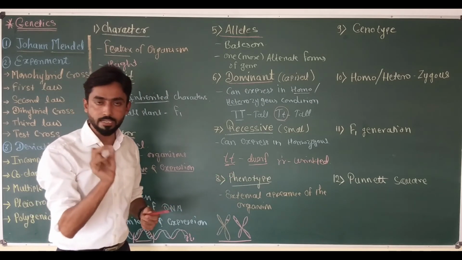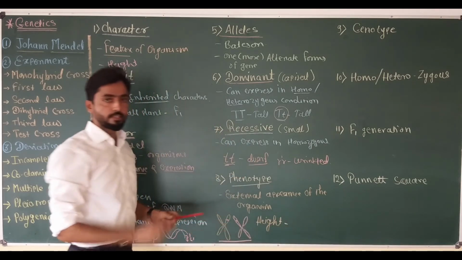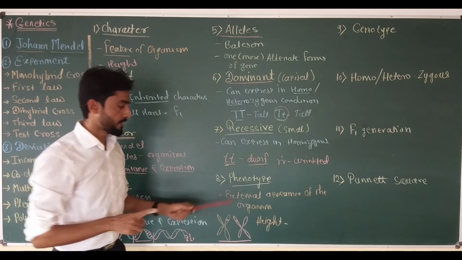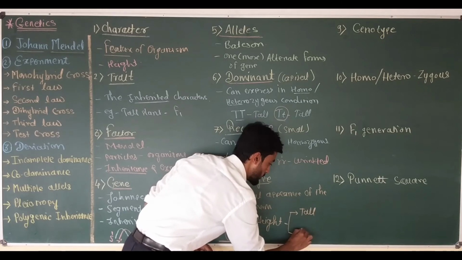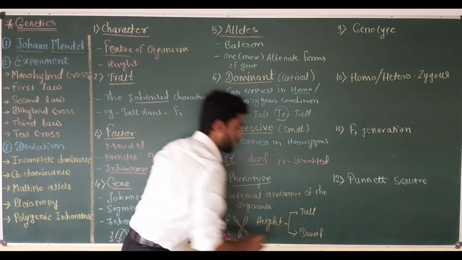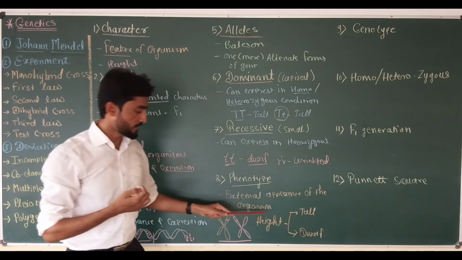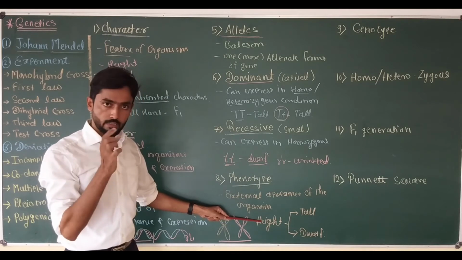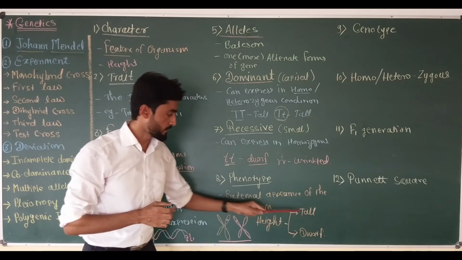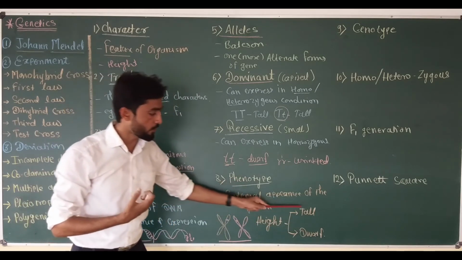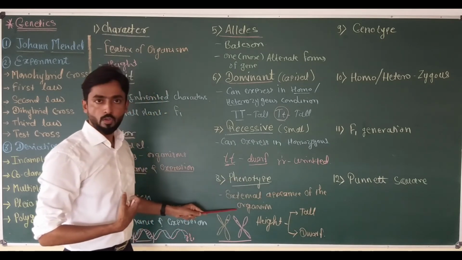For example, if we consider height of the pea plant, in that case there will be two different phenotypes, like tall and dwarf. One plant will be tall while another is dwarf, and both these are the types of plant on the basis of height. So we can call both these characters a phenotype of the organism, because we can easily observe this externally. So phenotype is the external appearance of the organism.